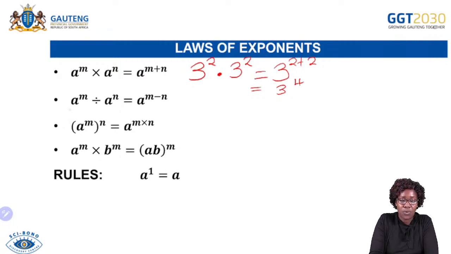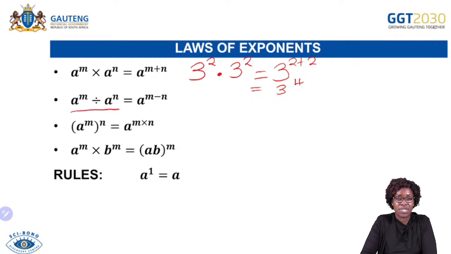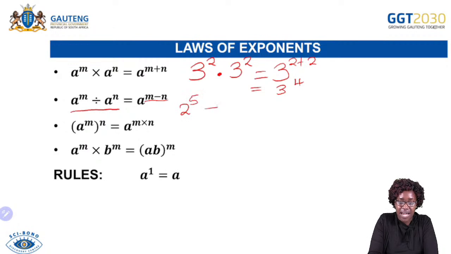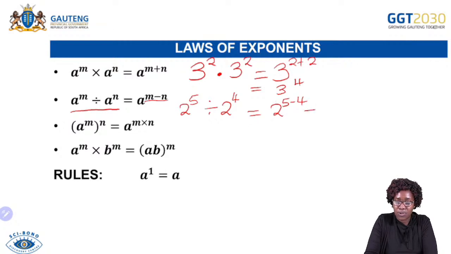The second one, we are saying if we are dividing terms with the same base, to simplify our work, instead of expanding again, we are going to subtract the exponents. So if I say to you 2 raised to the power of 5 divided by 2 raised to the power of, say for instance, 4, I'm simply going to take this as 2 raised to the power of 5 minus 4. And when we subtract 4 from 5, we're going to get 1. So it simply becomes 2 raised to the power of 1.